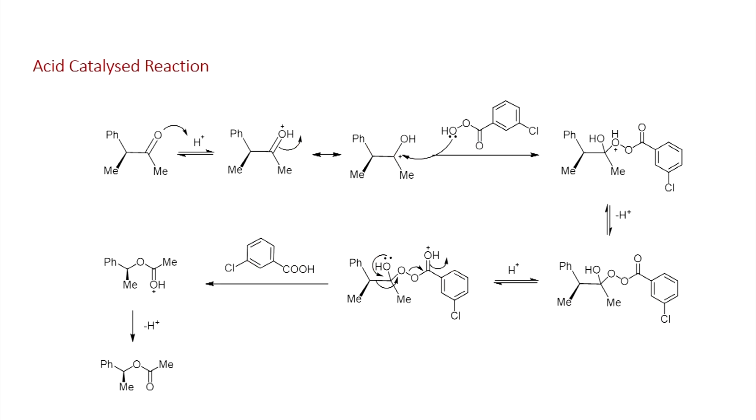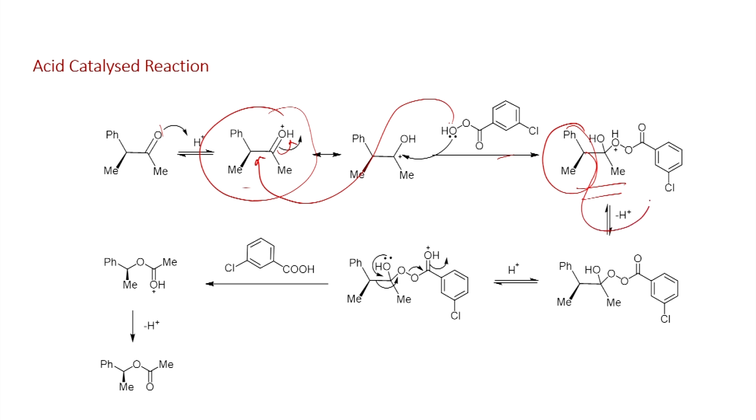Now let us look at the acid catalyzed reaction. For example, if you have meta-chloroperbenzoic acid, then protonation of this carbonyl group, as we have seen earlier, will form this intermediate. Once you form this intermediate, this can undergo addition reaction, and this will form this intermediate. Once you form this one, now this can migrate here, and this can go here, and this can pick up this proton.